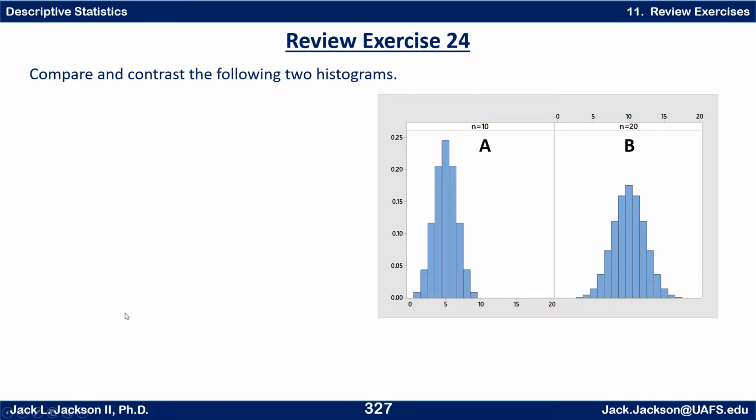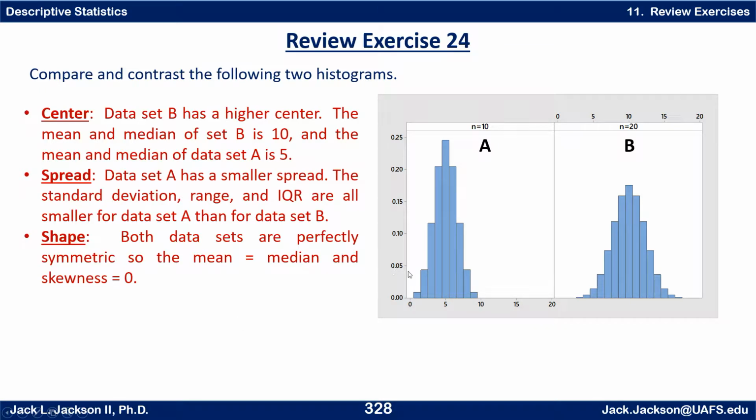Compare and contrast the following two histograms. Press pause now. Well, we see on the left, first of all, for distribution A, the center is less. It's centered at 5, which is the mean, median, and mode. Whereas the mean, median, and mode of data set B is 10. So data B has the higher center.